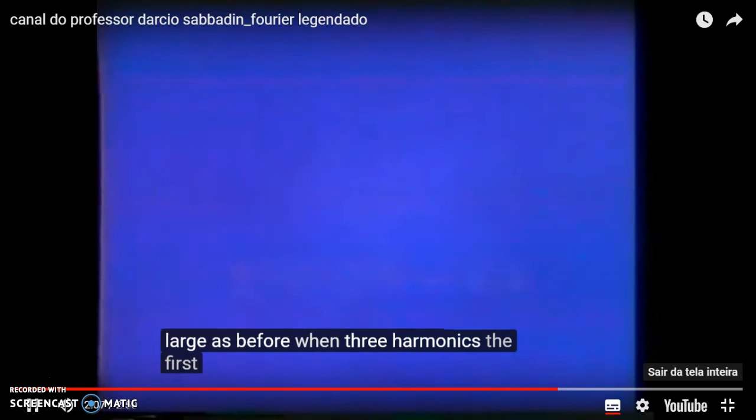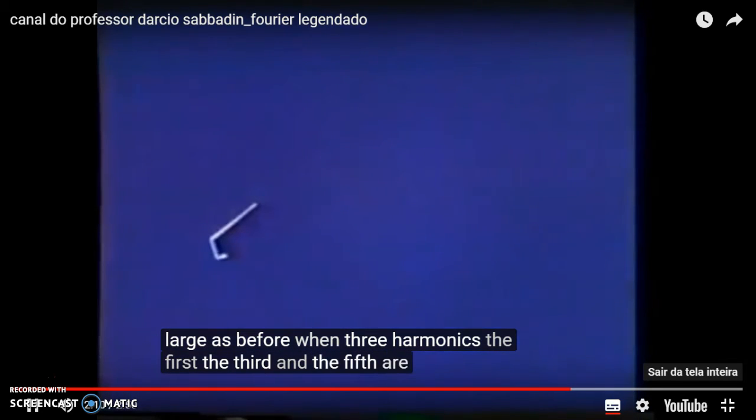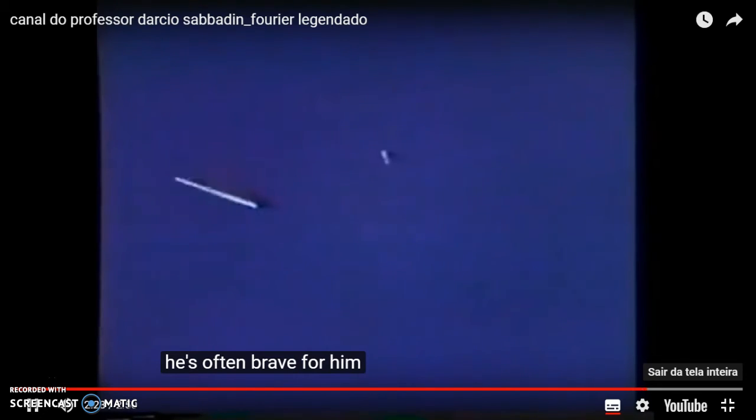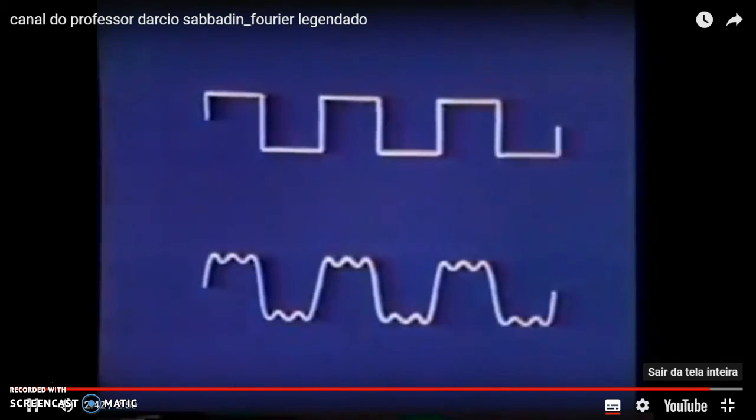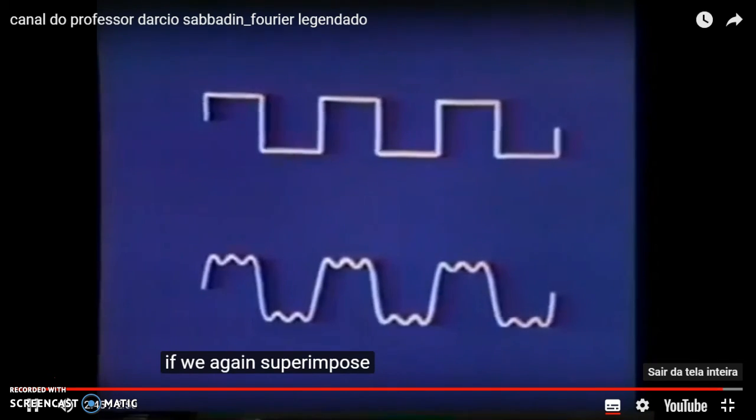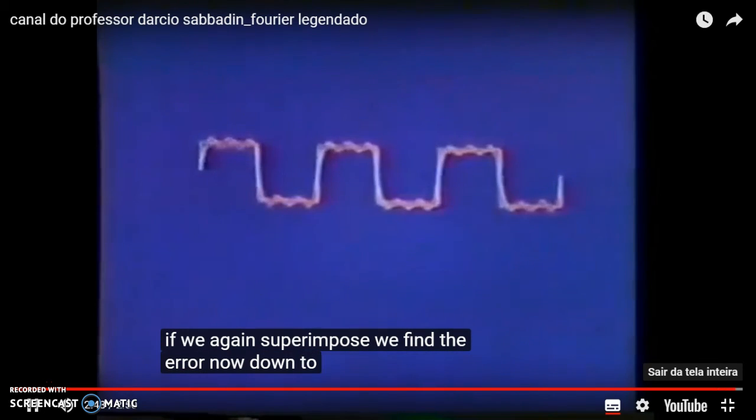When three harmonics, the first, the third, and the fifth, are added, the resultant waveform is an even better representation. If we again superimpose, we find the error now down to about 7%.